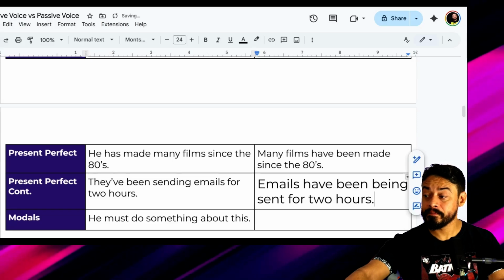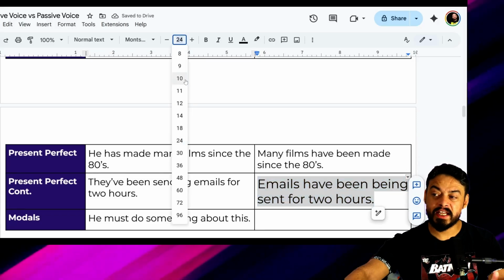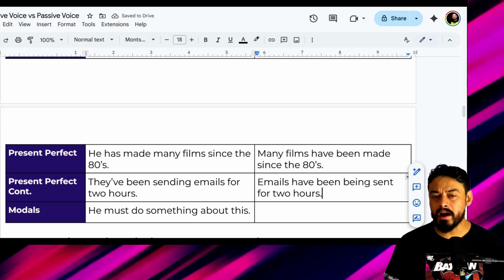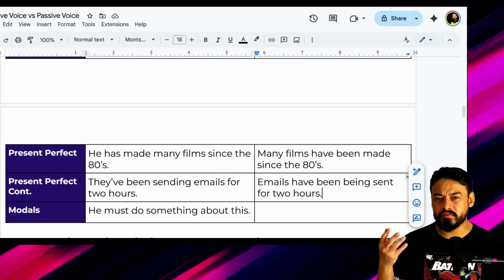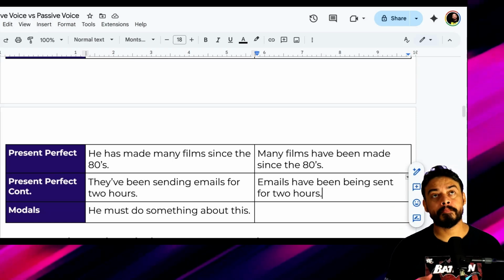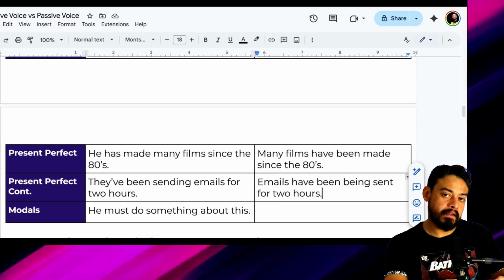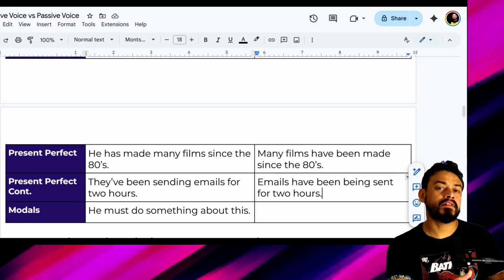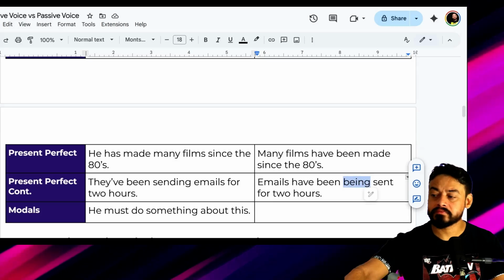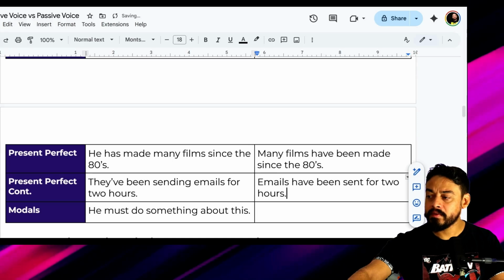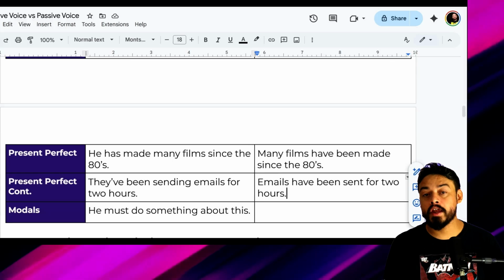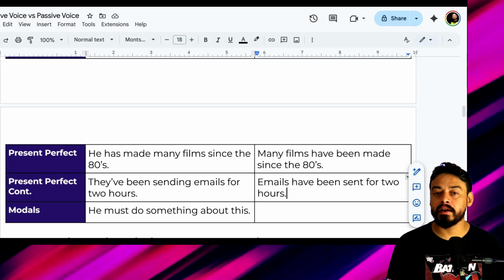You could say that, to indicate the continuous form. I use "being," right? So emails have been being sent for 2 hours. But that's not very common because for obvious reasons, it sounds kind of too much, right? So usually what we do is we tend to transform a present perfect continuous sentence using present perfect simple in the passive voice. So I would just say here, emails have been sent for 2 hours. So notice that I'm just using the present perfect simple tense when I change it to passive. All right? So keep that in mind.